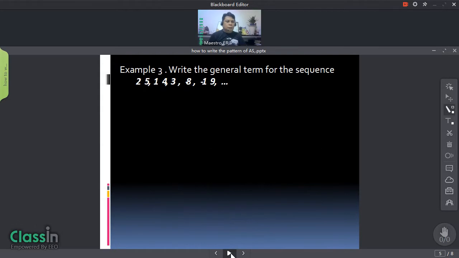So let's have another example. So we have the given terms are 25, 14, 3, negative 8, and negative 19. So what is now your a sub 1? So yan, kagad ang ating unahin, no?